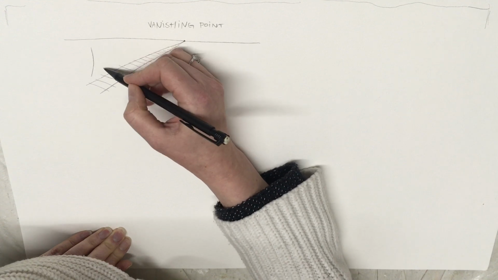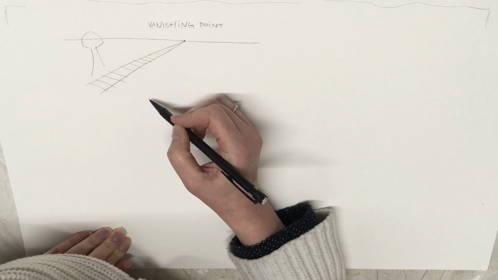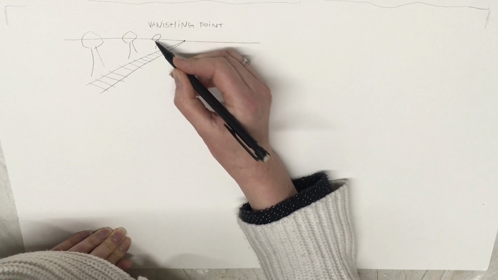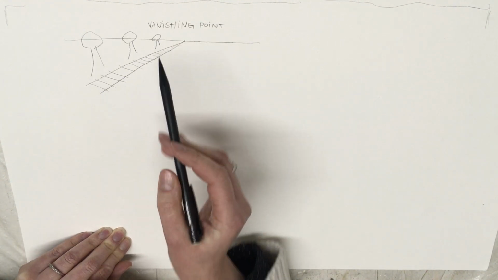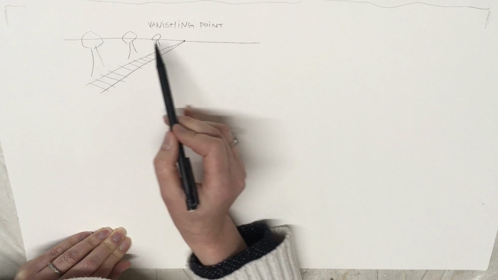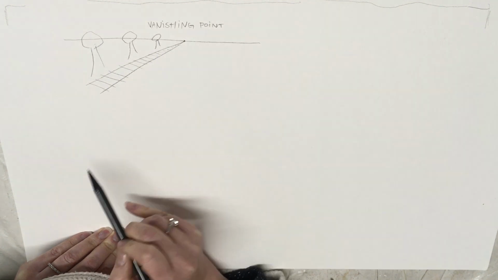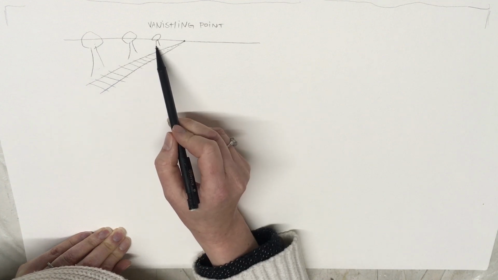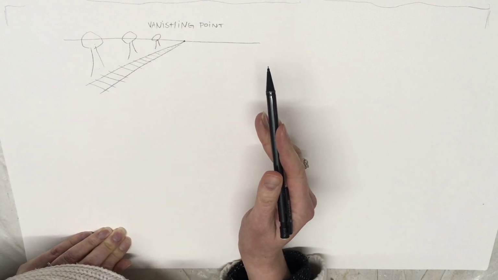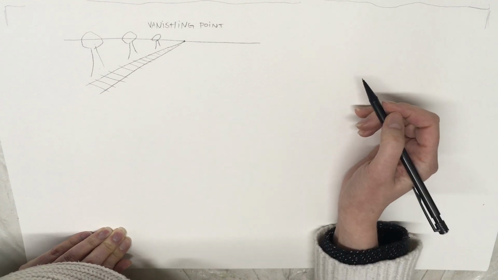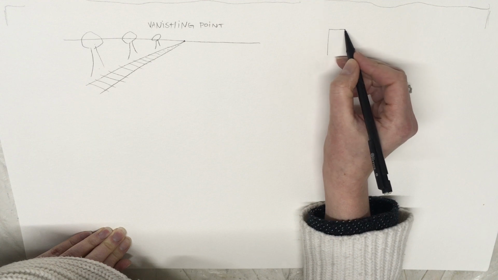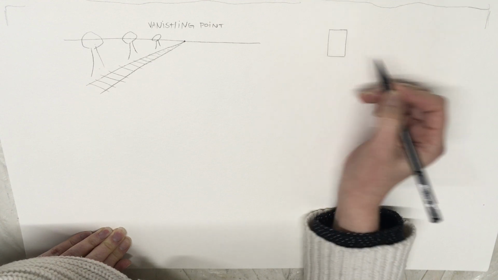So for example, I could do a drawing of a tree, and then another drawing of a tree, and then another drawing of the tree. And what we see here is that we know that this tree and this tree are actually the same size, but this one is closer to us and this one is further away. That is perspective.